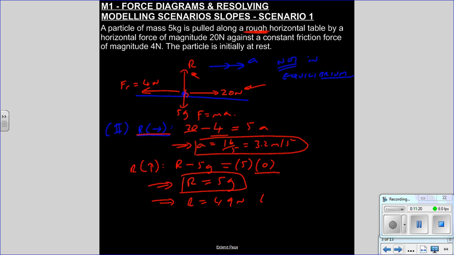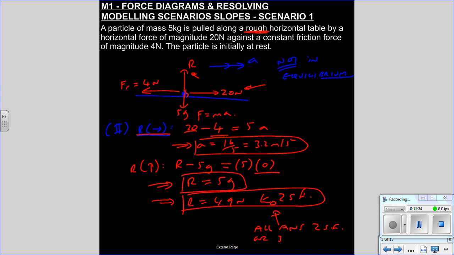newtons to 2SF, which we have to write every time because g is to 2SF. So all answers should be to either 2SF or 3SF. If you do any more, you lose a mark every time.